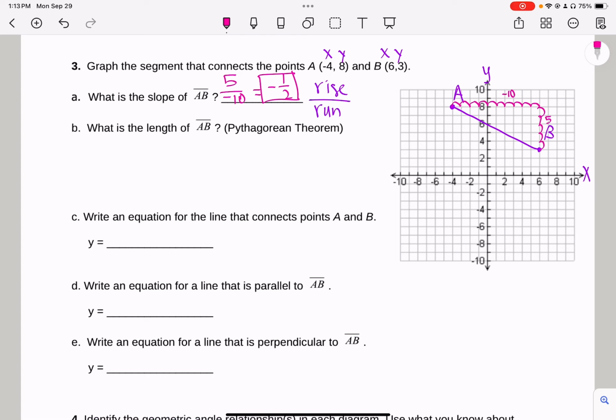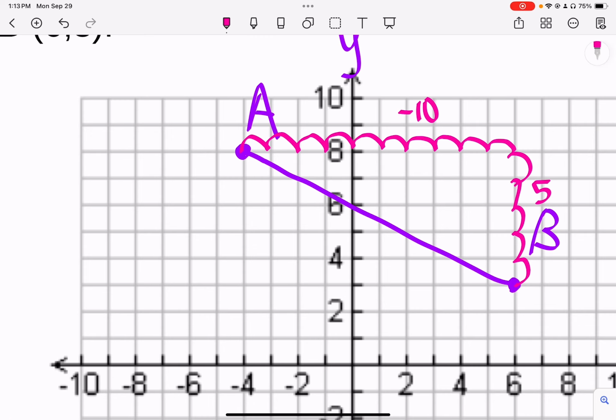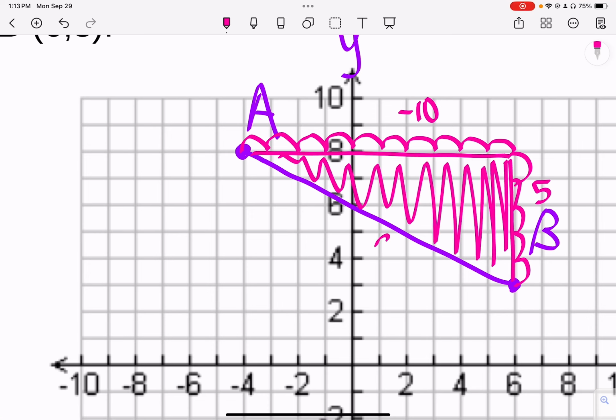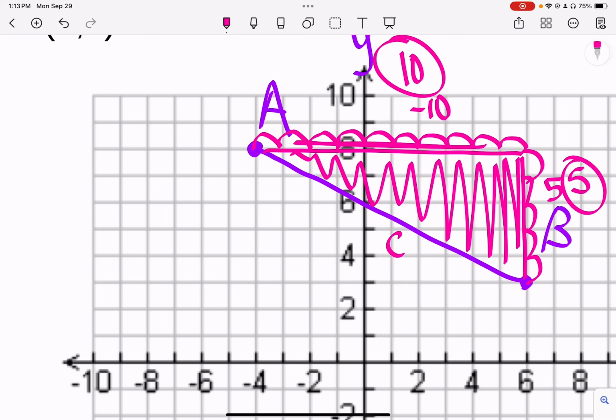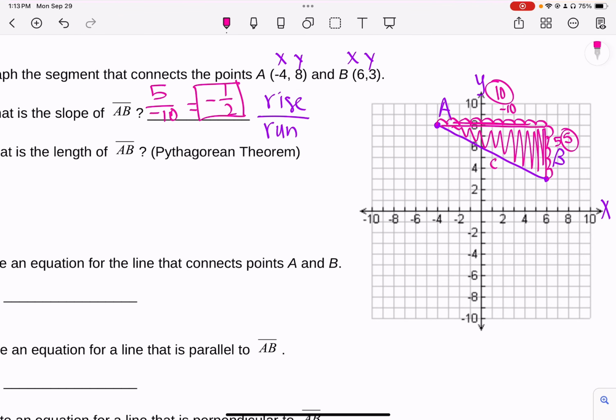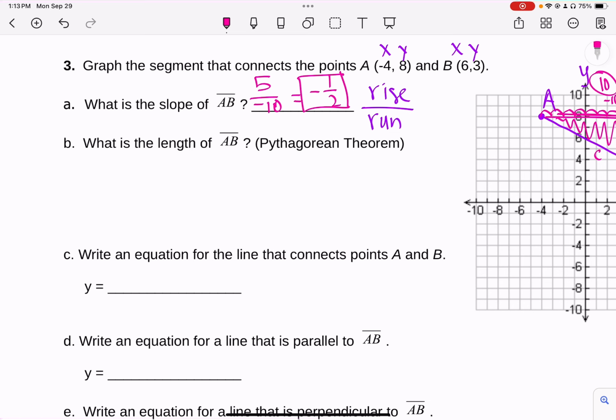So then the next part, it says, what is the length of AB? So we're thinking of Pythagorean theorem. So I actually have this little triangle going on here. If I think about this as like a right triangle. So then I'm looking for this length, and I already have that this is 10 long. If I'm thinking about length, it's going to be positive, and this is 5 long. So I can do Pythagorean theorem here. That's where you kind of have to be careful because we used a negative on part A, but on part B we didn't have to.